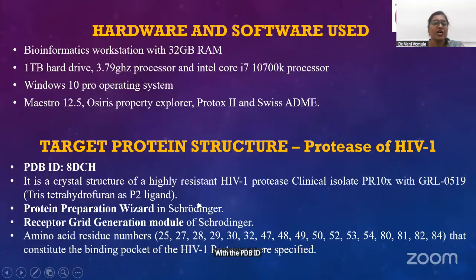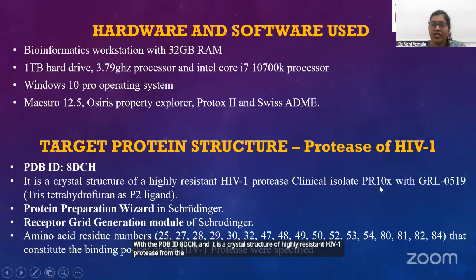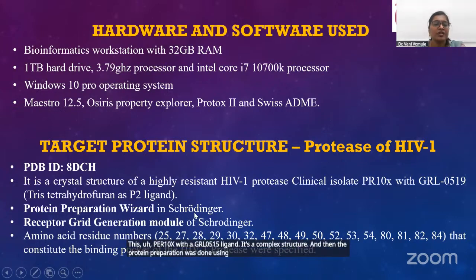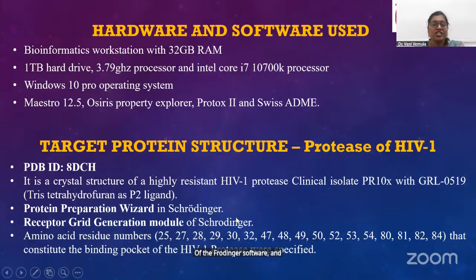So the target protein structure, as I told, is the protease of HIV-1 with the PDB ID 8DCH, and it is a crystal structure of highly resistant HIV-1 protease from the clinical isolate PR10X with the GRL0515 ligand. It's a complex structure. The protein preparation was done using the Protein Preparation Wizard of the Schrodinger software, and the receptor grid generation module was used for defining the grid.